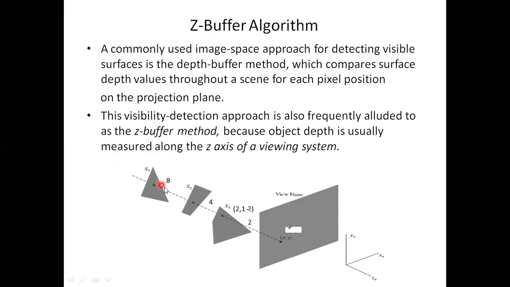Whenever we have overlapped objects, which object will be visible? Obviously, the object which is on top will be visible. The object which is overlapped will not be visible to us. That is the common sense that we have. So we shall prove that by algorithm.